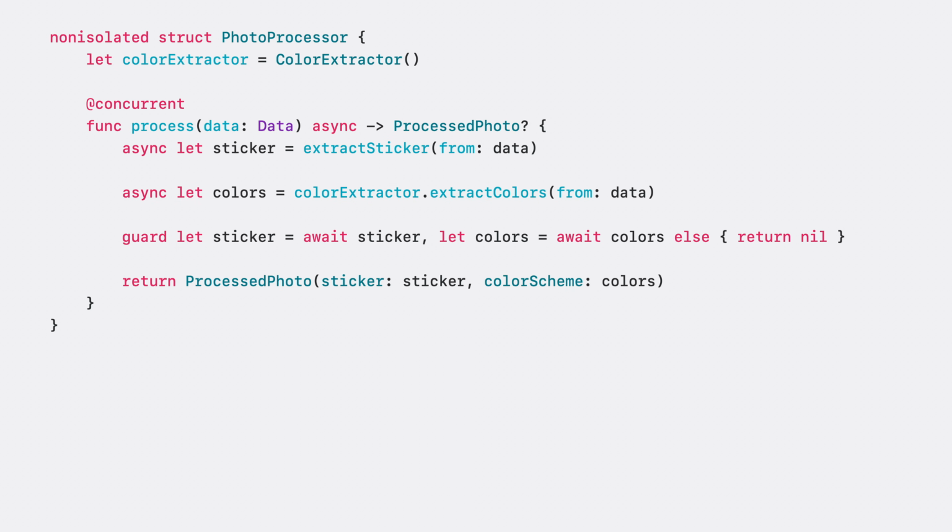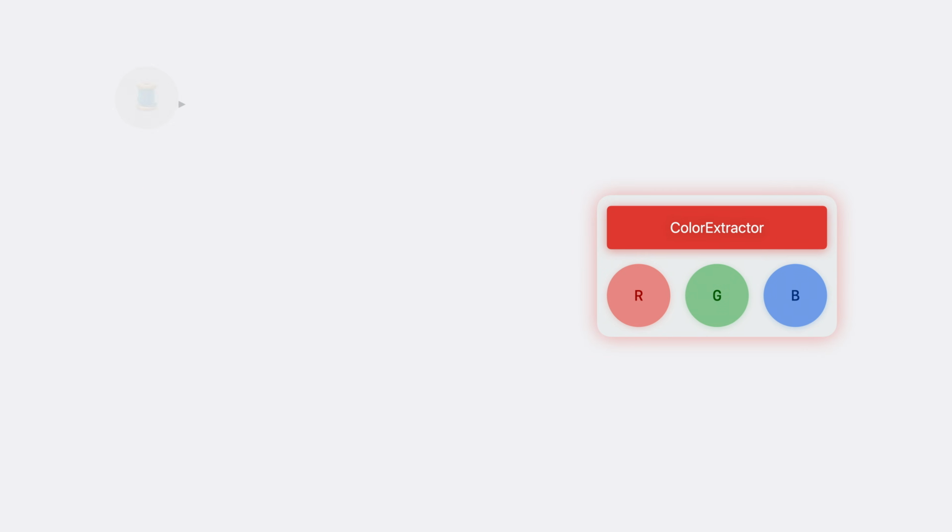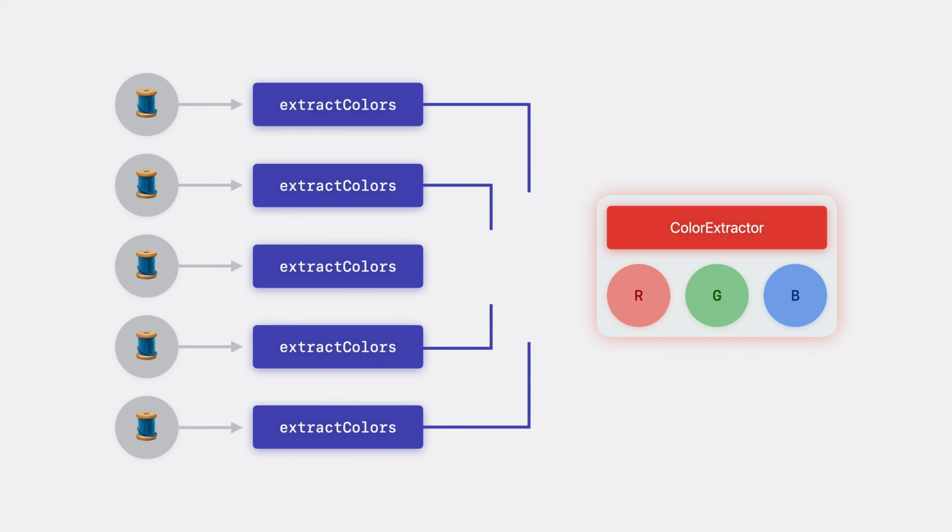The only property the photo processor stores is an instance of color extractor needed to extract the colors from the photo. The color extractor class computes the dominant colors that appear in the image. This computation operates on low-level, mutable image data, including pixel buffers, so the color extractor type is not safe to access concurrently. Right now, all color extraction operations share the same instance of the color extractor. This leads to concurrent access to the same memory.